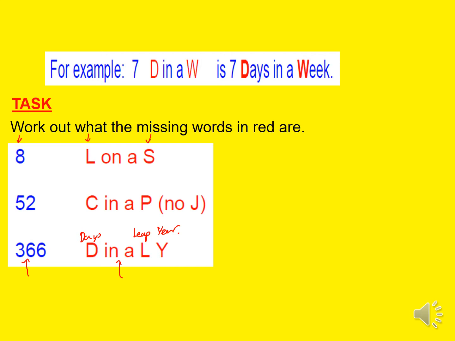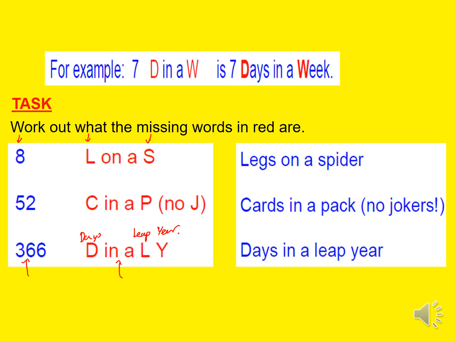So think, what things have we got that there's 8 of, what have we got that's 52 of? Okay, the answers are, we've got 8 legs on a spider, 52 cards in a pack, no jokers, and the last one, 366 days in a leap year. So really well done if you got them, bit of thinking outside the box to get started.